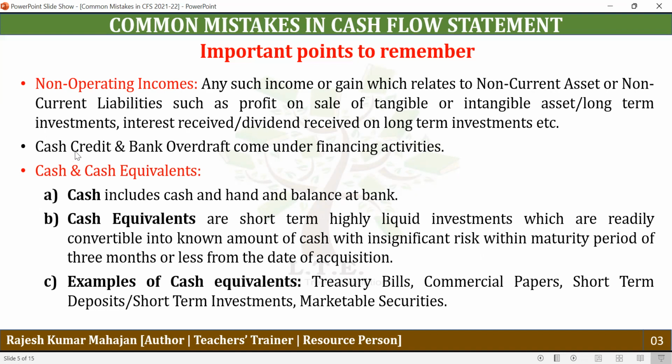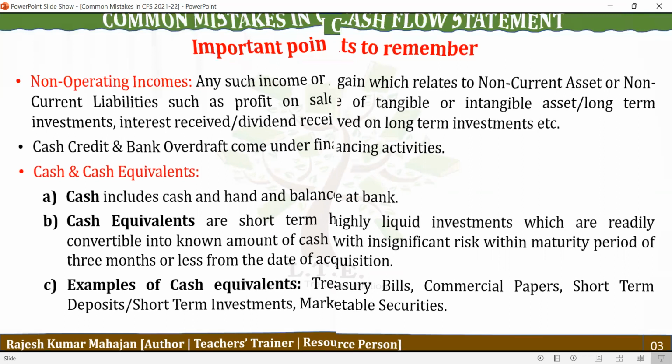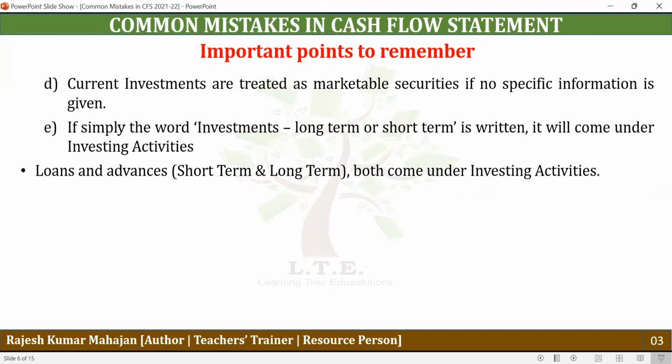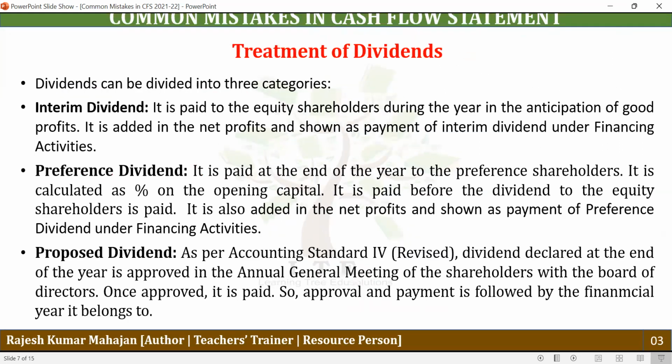One more point, that is cash credit and bank overdraft. Though these seem to be part of the current liability, these are covered under the financing activities. Increase in them is basically inflow of cash, and decrease in them is basically outflow of cash. Let's have a further look at the cash equivalent.